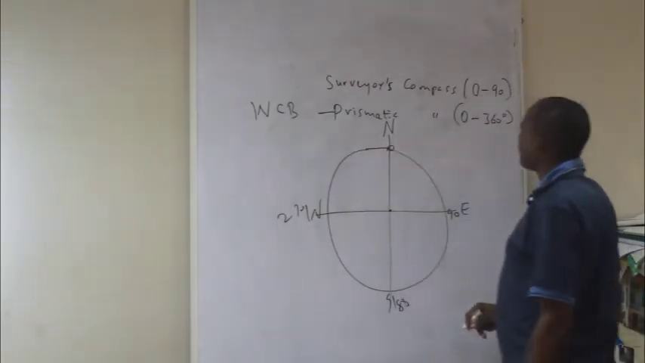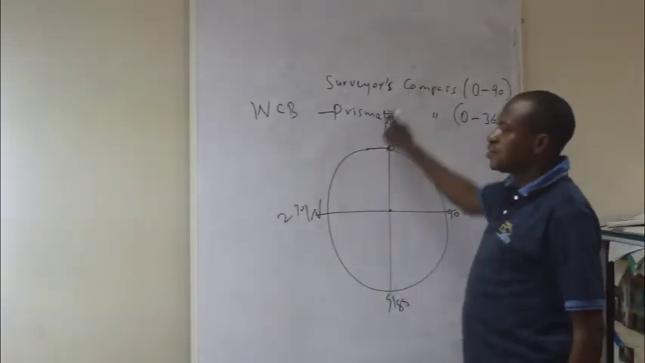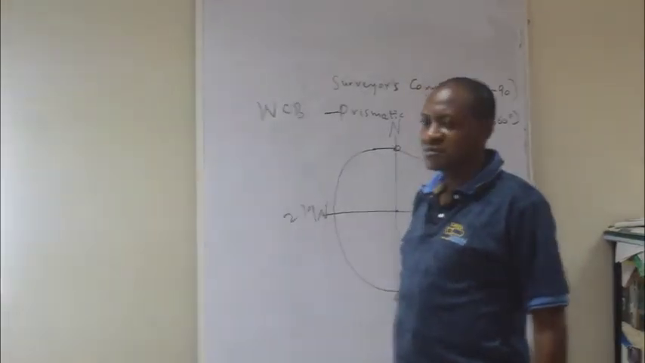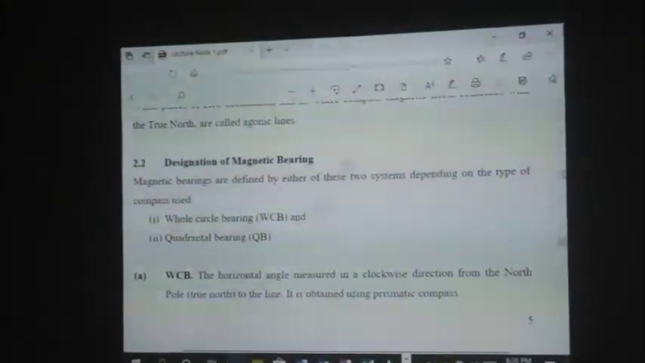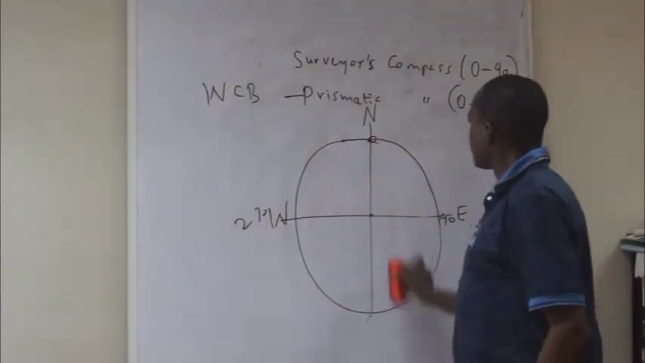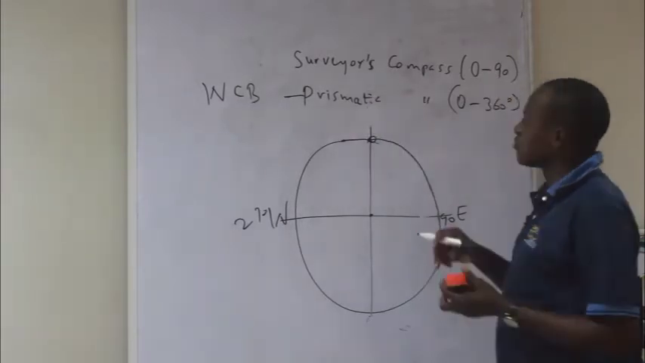But for the Surveyor's compass, it uses the quadrantal bearing system. That is, it measures in 90 degrees, 90 degrees, 90 degrees. So the quadrantal bearing, I mean the Surveyor's compass, makes use of this line.